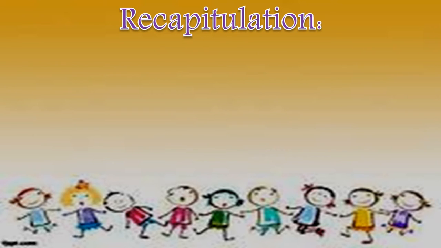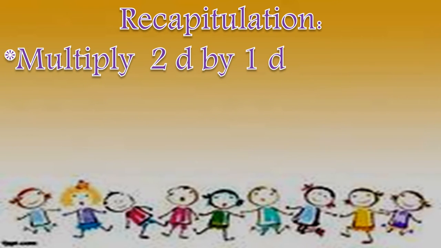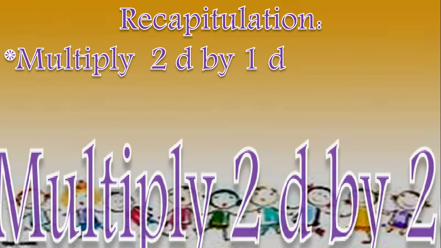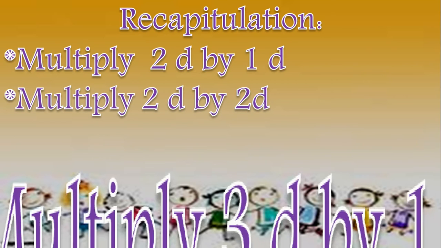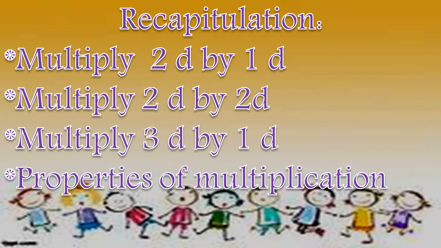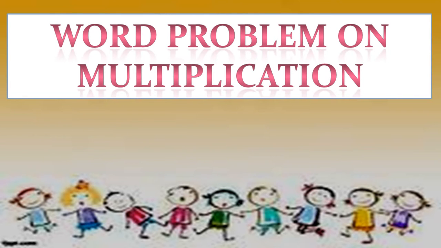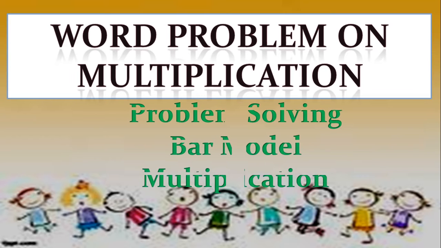So let us recapitulate, children, what we have learned till now. We have learned to multiply a two-digit number by one digit, two-digit by two-digit, and three-digit by one digit. We have also discussed properties of multiplication. We are going to discuss word problems on multiplication. This is also called problem solving through bar model multiplication.